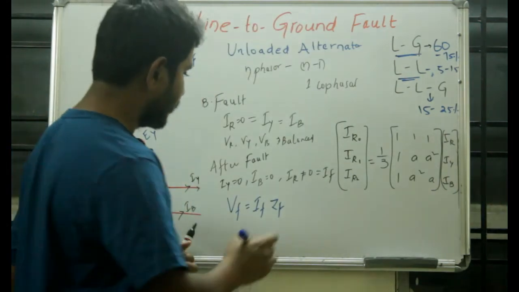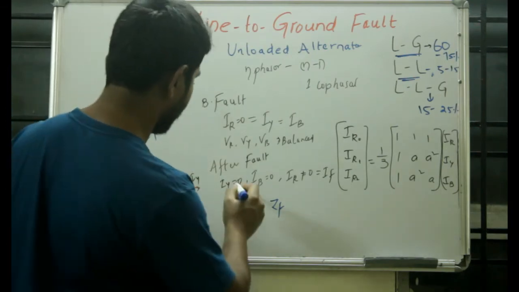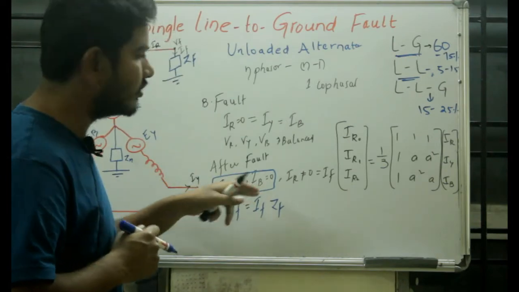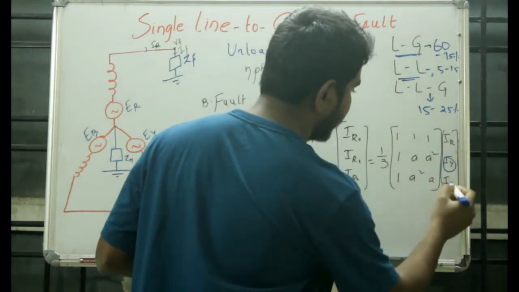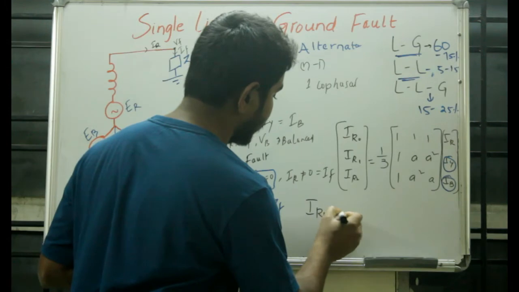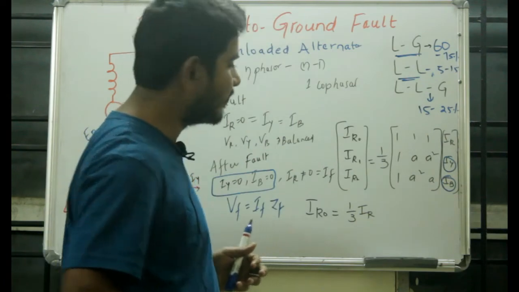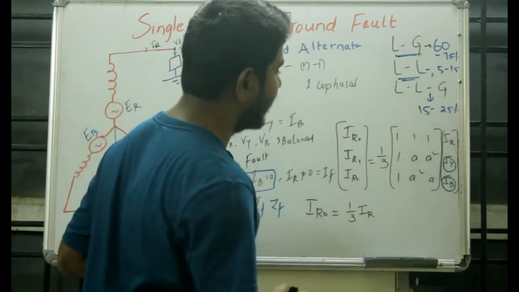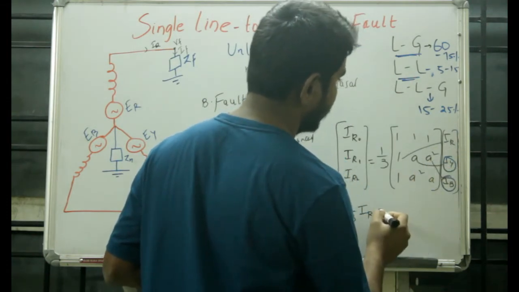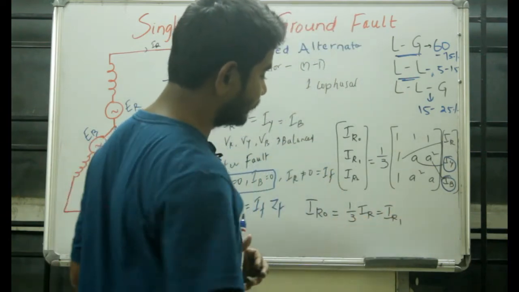Now in the line to ground fault condition, IY is equal to 0 and IB is equal to 0, so we put these as 0. After doing so, IR0 is equal to 1 by 3 times IR. Again IR1 is equal to 1 by 3 times of 1 into IR, A into 0, A square into 0. That means IR1 is also equal to 1 by 3 IR.